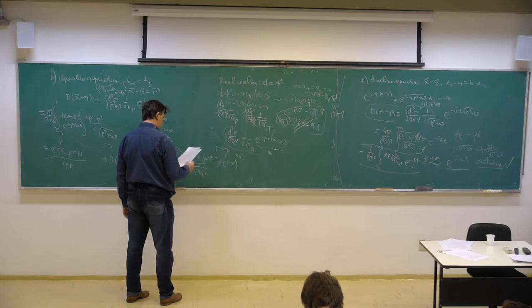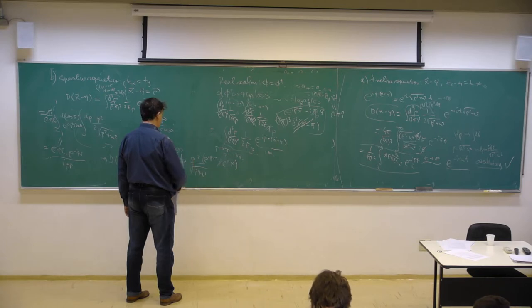I think I forgot a factor of 2 in my notes. Did I? Yeah. Well, okay. So this gives a factor of 2 times e to the ipr. And now I have to calculate this integral.